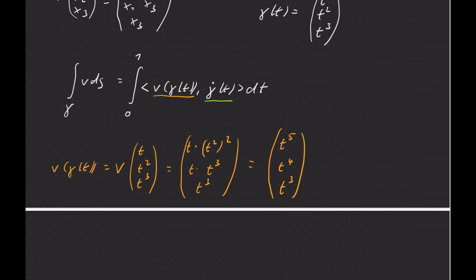Second, we will also require gamma dot of t. This here is gamma. So we just differentiate that coordinate-wise. And that means what we get here is 1 for the first coordinate, 2t for the second, and 3t squared for the third. So now we are ready to compute the integral here.